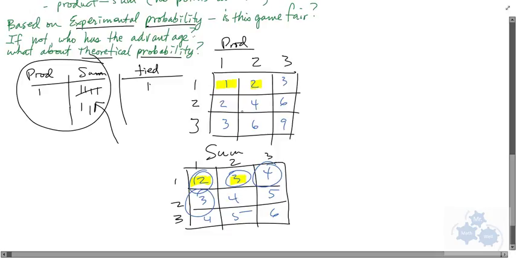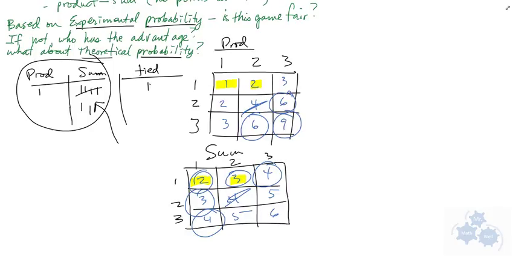What about this one? Yeah, it's a tie, so nobody wins that. What about over here? Oh, we've got a product winner, right? Over here, got a sum winner, got a product winner, got a product winner. So if you did this, you would find that out of the 9 possible opportunities, the sum person should win 5 times out of the 9, the product person should win 3 times out of the 9, and nobody would win 1 time out of the 9.